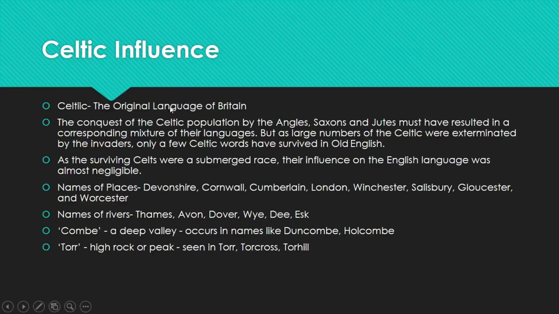But then the island of Great Britain was actually inhabited by the Celtic population. And then there was a conquest made on the Celtic population by Angles, Saxons and Jutes. It must have resulted in a corresponding mixture of their languages. So the Celtic language and this new Anglo-Saxon language might have mixed together. But we can see that a large number of Celts were exterminated during this Anglo-Saxon conquest, and only a few Celtic words have survived in Old English.